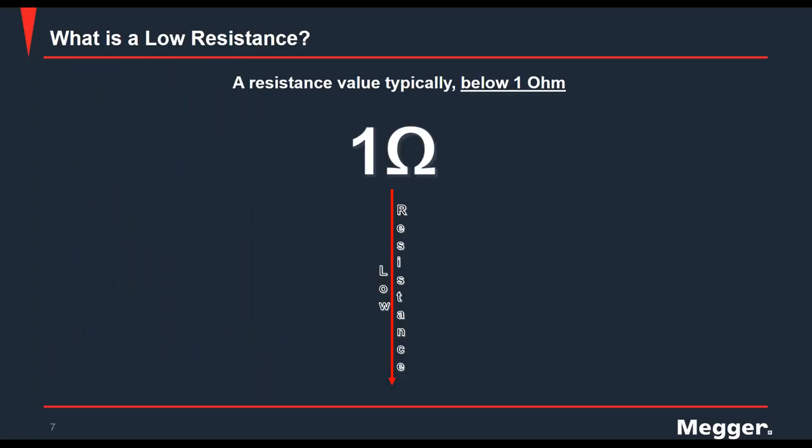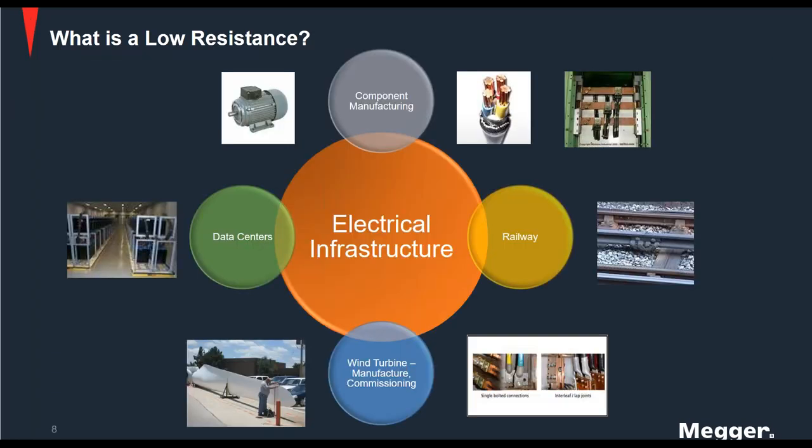So let's begin. What is a low resistance? A resistance value that's typically below 1 ohm is called a low resistance value. Now, where do we find those low resistance values? One of the key industries would be the electrical infrastructure industry, and that's spread out across so many applications. For example, if you're in component manufacturing, say you are a manufacturer of motors or cables or switchgear, you're going to have connections that require a low resistance value.